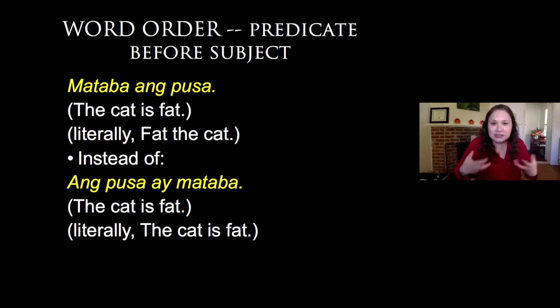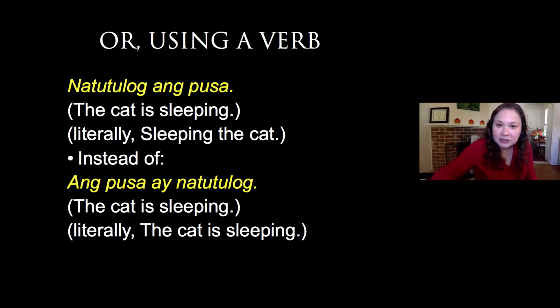And let me just reiterate, right? So, the subject predicate order is more common in written Filipino than in conversational Filipino, where the predicate comes usually before the subject. Or, another way is using a verb. So you can say, natutulog ang pusa, literally, sleeping the cat, instead of saying, ang pusa ay natutulog, which is literally, the cat is sleeping.